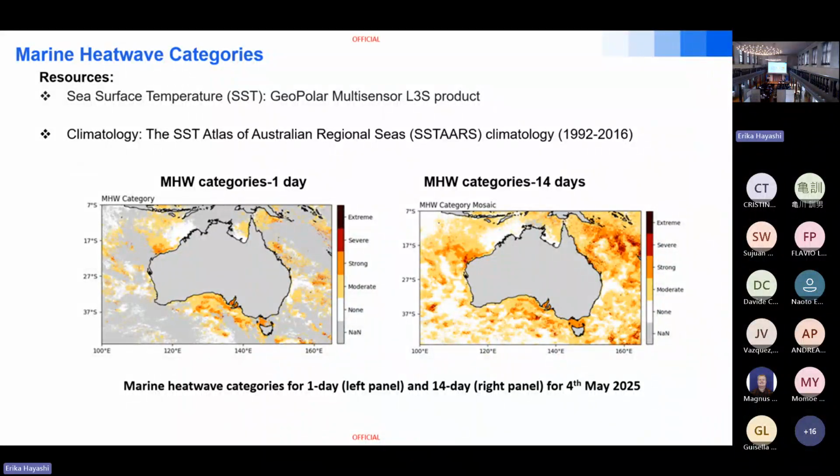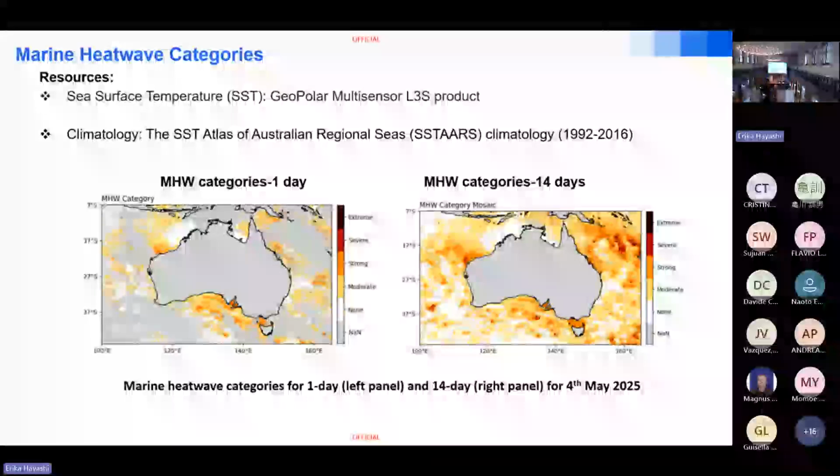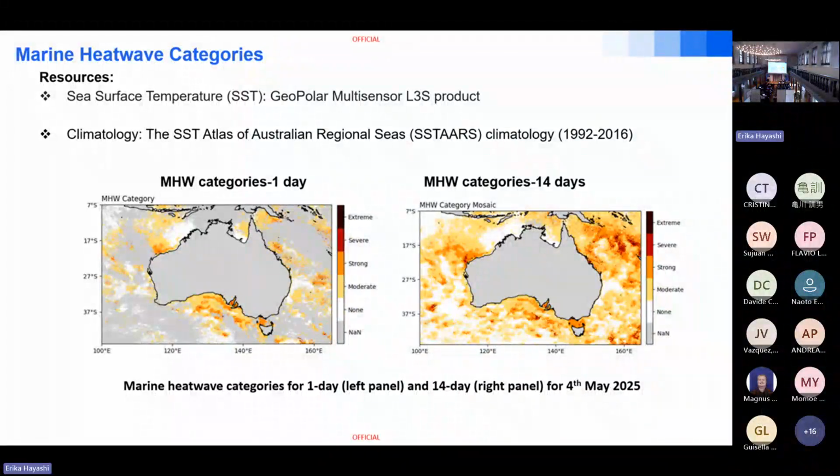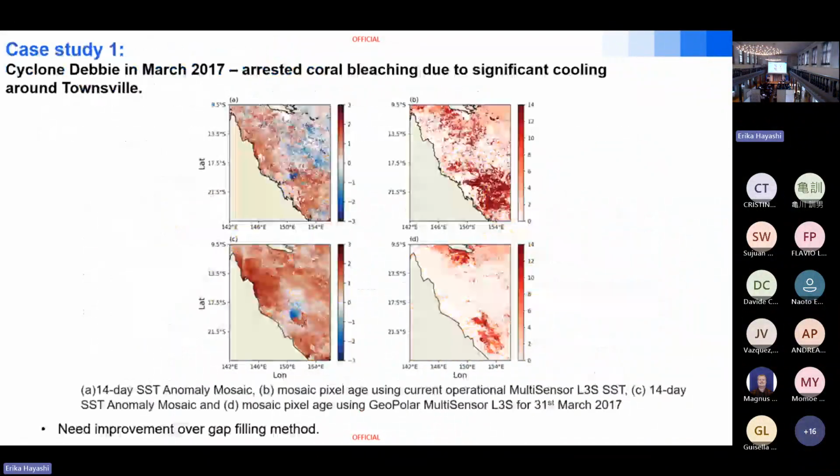Okay. So with the 14-day period, we are a bit overestimating the marine heatwave conditions, but that is what we can do with our recent gap filling. Now, here are two case studies.